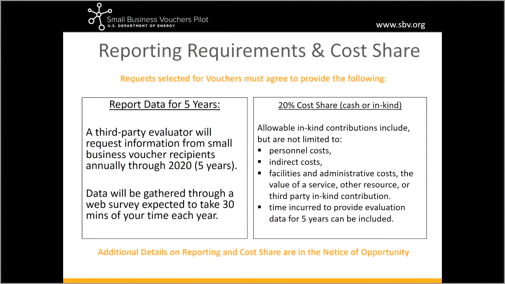A little more detail about the reporting commitments. The Department of Energy has hired a third-party evaluator that will periodically ask for information about the success of the program and the impact. And it'll be gathered through a web survey that's expected to be about 30 minutes of time each year. And we've already talked about the 20% cost share. Again, personnel costs, indirect costs, facilities, administrative costs, etc. And you can include the anticipated time going forward to provide the evaluation data as a part of your cost share.